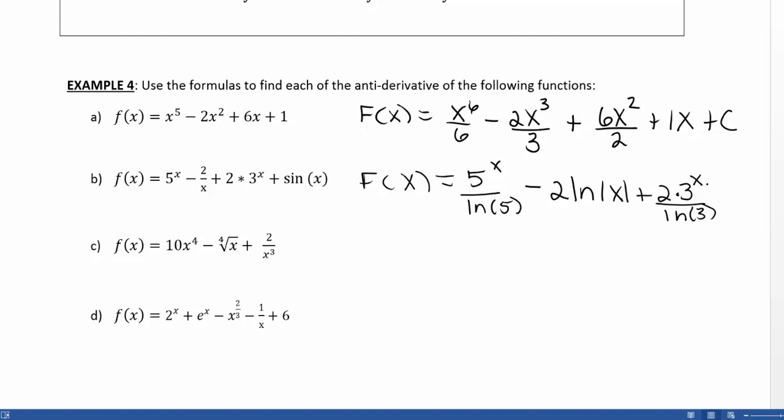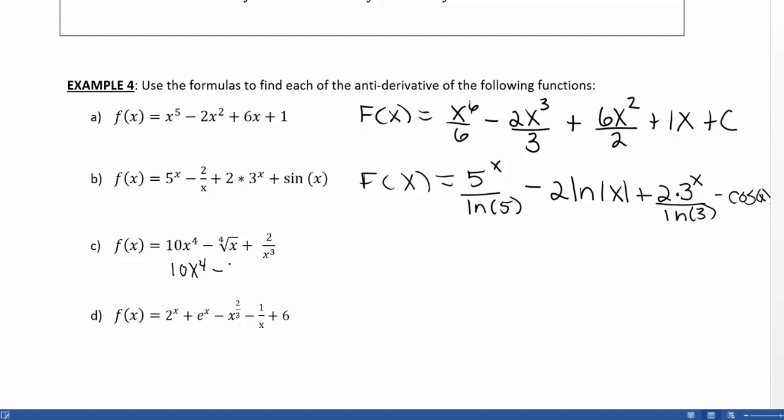And then finally, the last term is sine. So the antiderivative of positive sine is negative cosine. So we end up with minus cosine x. So again, we were able to go term by term and find the antiderivative of each piece. Part C, we're going to have to do a little rewriting before we find the antiderivative.